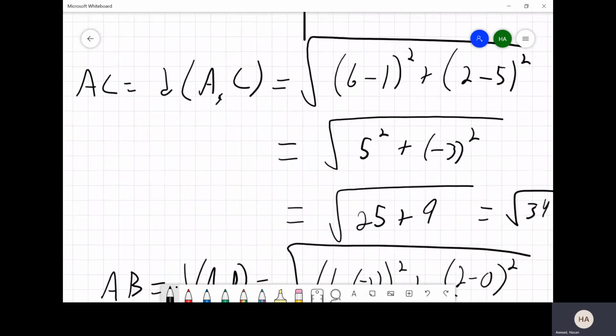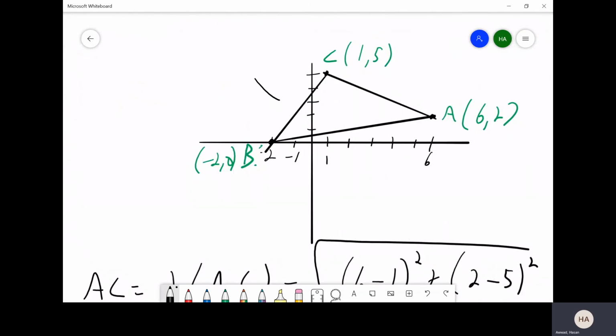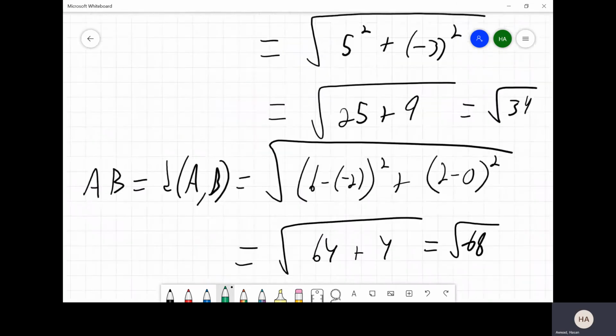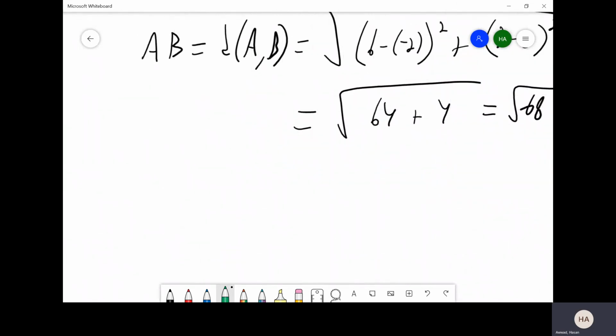So now we just need to find side BC, right? This side here is the last one that we have to do. Let me go ahead and write in the lengths as we go, because I didn't do that. So this is square root of 34. This length over here is the square root of 68. Okay, so now moving on, we have one last length to find, and the last length is, again, BC.